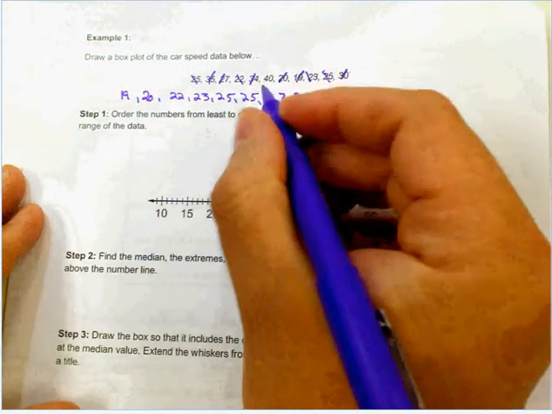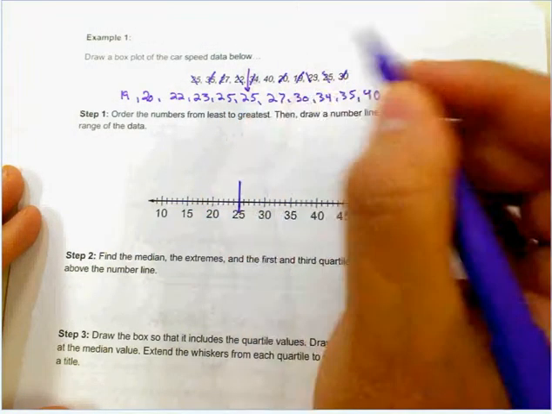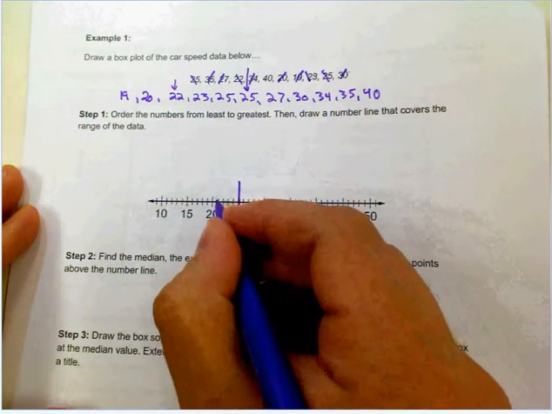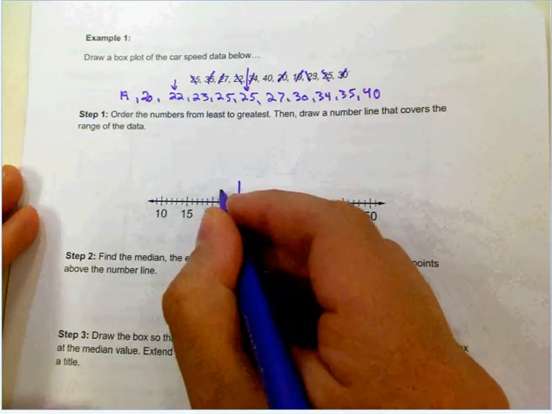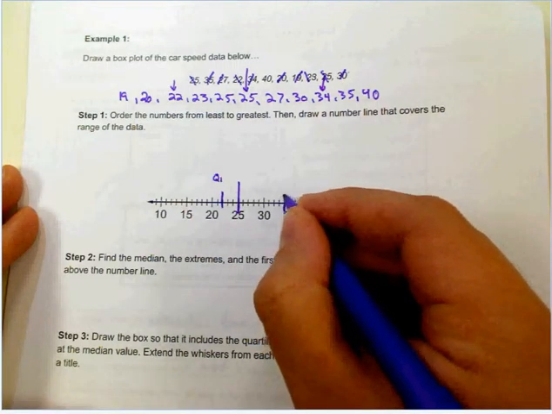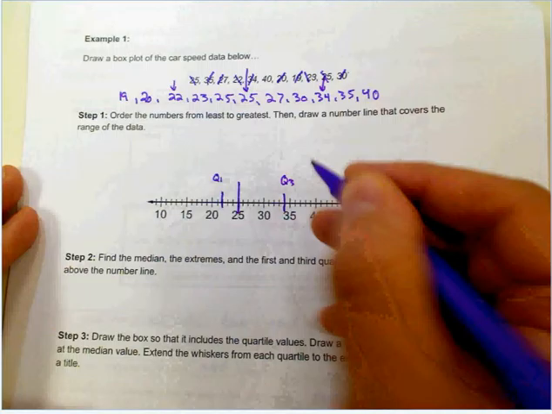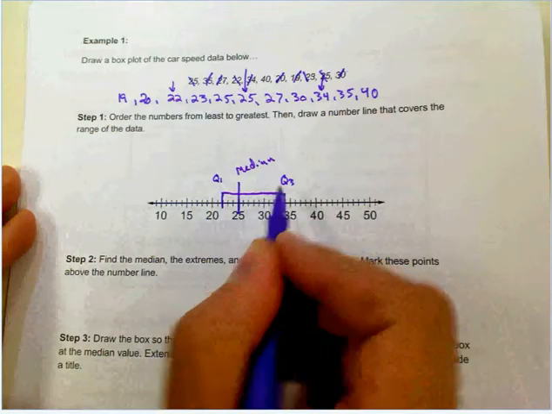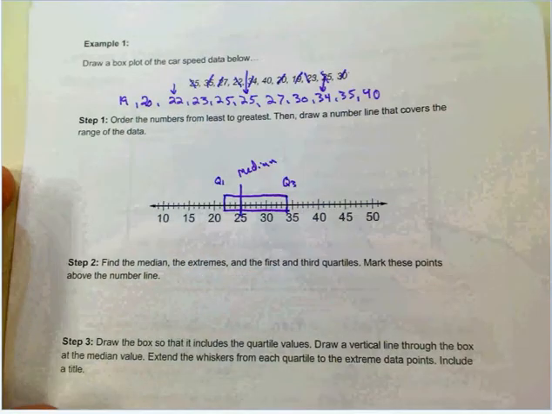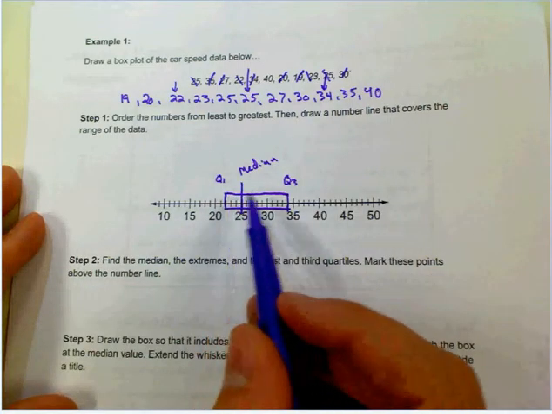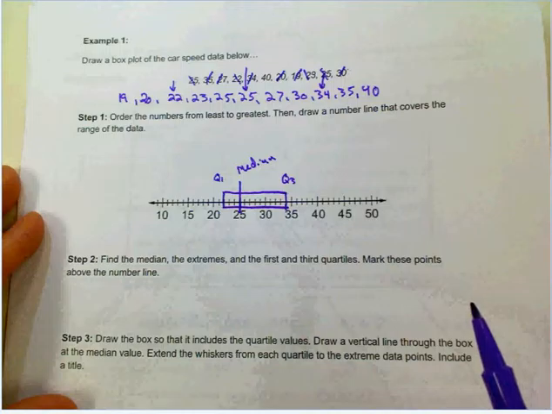With 25 being our median, we look down here and find the median of these numbers, which is 22. 22 is going to be our quartile 1. And over here, 34 is my quartile 3. So we connect the lines to make our box. Even though this box is larger than this box, each of these boxes contains 25% of the data.